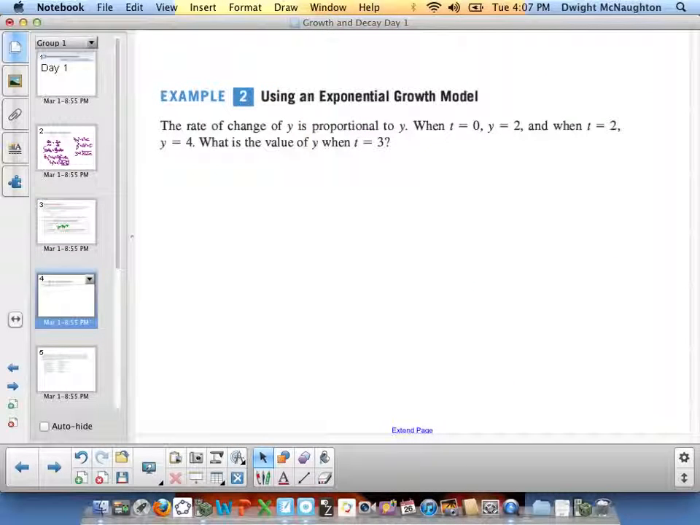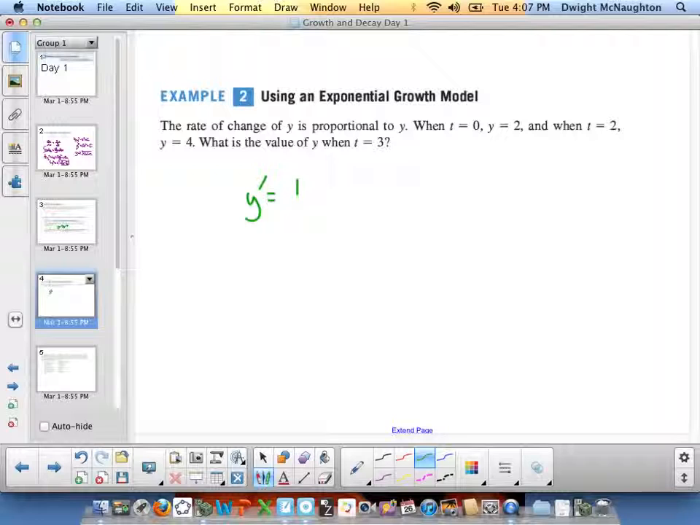The rate of change of y is proportional to y. So that means it's going to be y prime equals ky, or if we solve that, y equals ce to the kt. When t equals 0, y equals 2. And when t equals 2, y equals 4. What is the value of y when t equals 3?